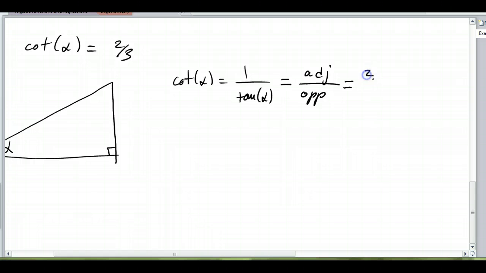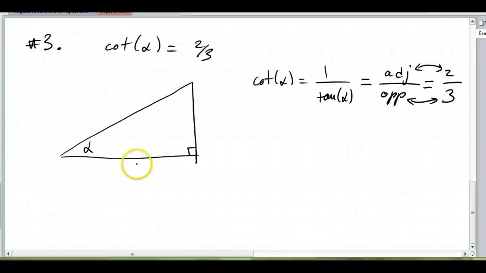So, they are telling me that the ratio is 2/3, therefore I will associate the adjacent with a side of length 2 and the opposite with a side of length 3. Alright, 2, 3, and I meant 2, not 2/3.